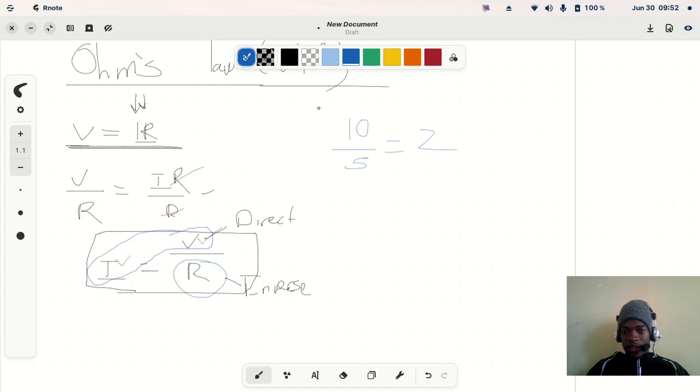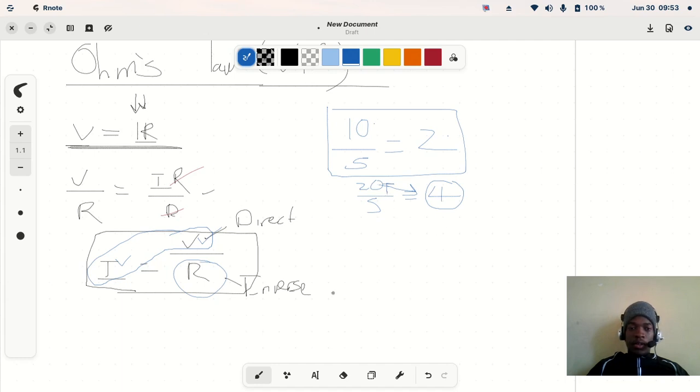Okay, so let's look at this fraction, for instance. If I double this, what would happen to the 2? So if I double that, I would get a 20 over 5. So the 10 has essentially doubled. Then what happens to the 2? Well, 20 over 5 would become 4. You would see that this has also doubled. That's what we really mean by a direct proportion.